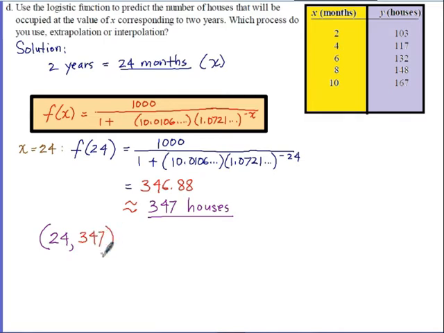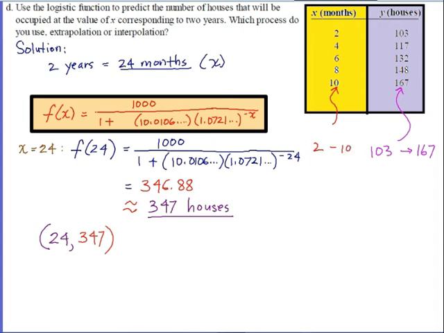Okay? And what does that mean? Now, in 24 months, you have these houses. So which process did we use? Is it extrapolation or interpolation? Now look at the given table. Your given table has a range which is only up to 167. So the range is 103 to 167. And the computed value for x is 24. And in your domain also, 24 is not there. So your domain is only from 2 to 10.